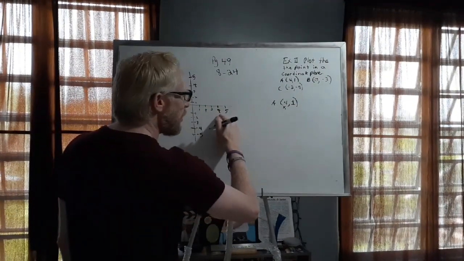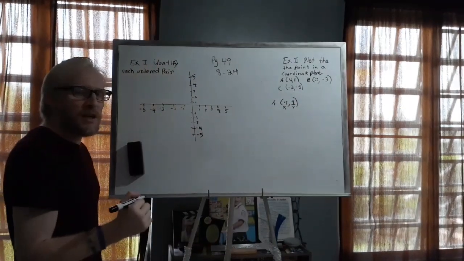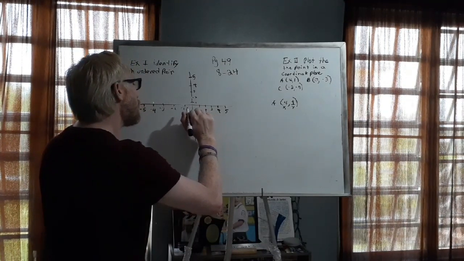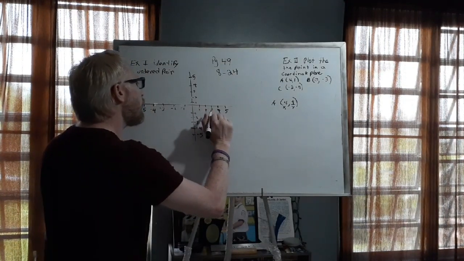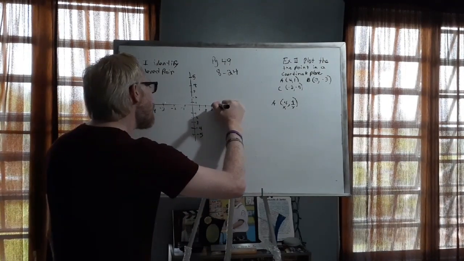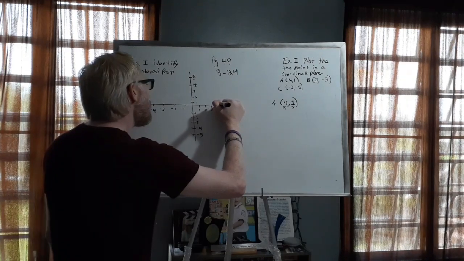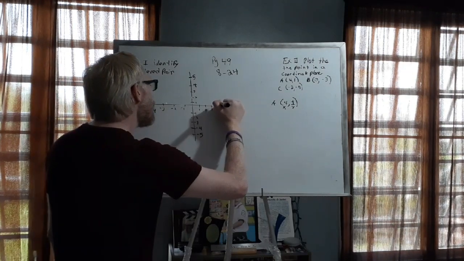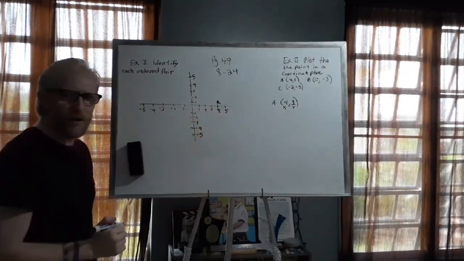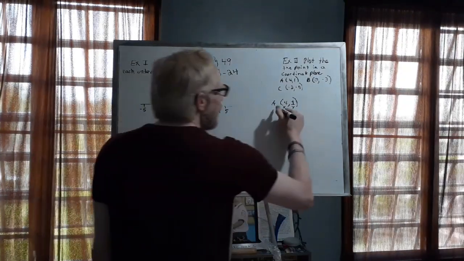So 4 is right here, and my y-coordinate is 1. I'm going to count 4 spaces to the right because it's positive 4. So 1, 2, 3, and 4. And then my y-coordinate is 1, so that means I'm going to move 1 space up. And this is where point A is located. Positive 4, positive 1. Very simple. It's kind of like playing connect the dots.